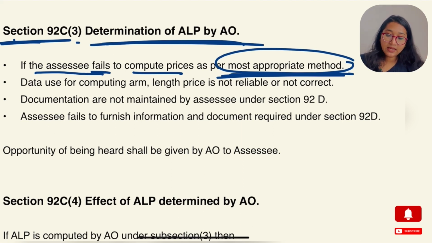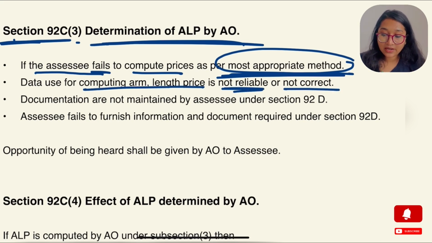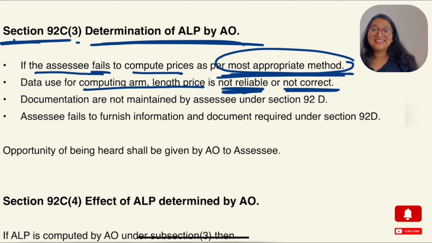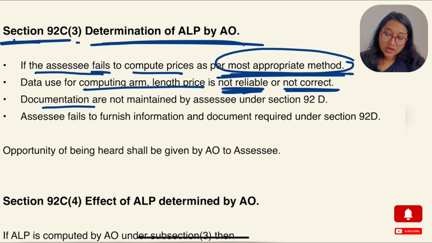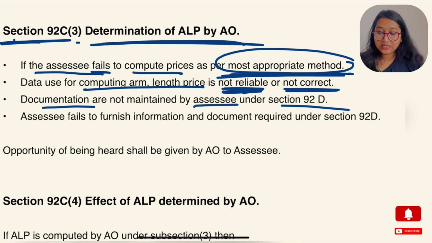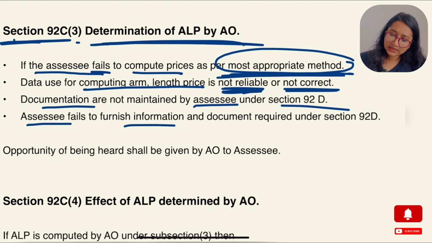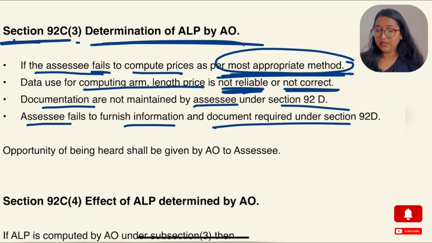Second condition says the data used for computing arm length price is not reliable. What if the data is not reliable? Again, in this case, the arm length price is determined by AO. Third, documentation is not maintained by SSC under section 92D. And fourth condition says that SSC fails to furnish the information and documents required under section 92D.